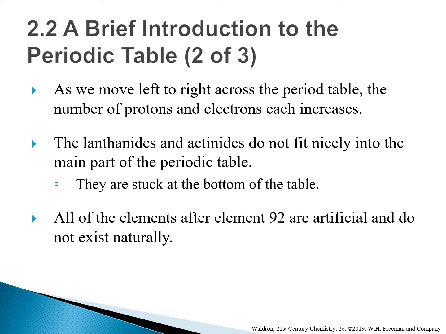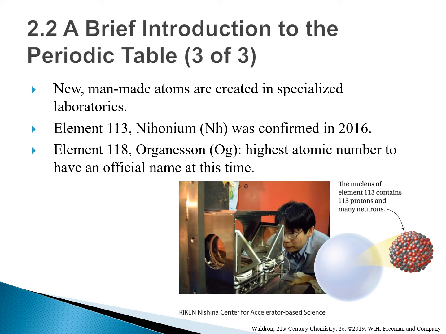The first 92 elements are found naturally. Anything after are artificial. These man-made atoms are created in specialized laboratories. Element 113, nihonium, was confirmed in 2016. Element 118, oganesson, is the highest atomic number element to have an official name at this time.